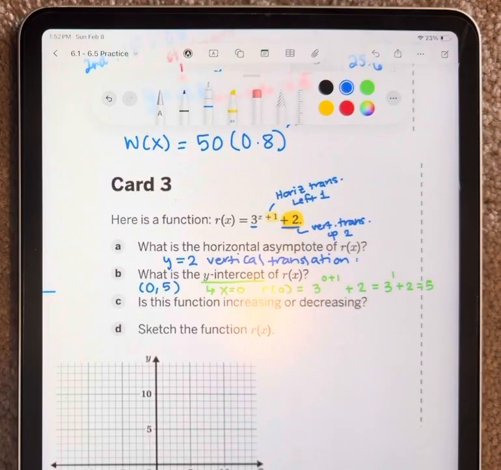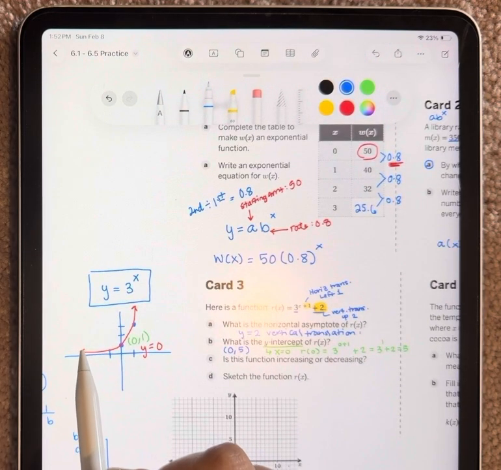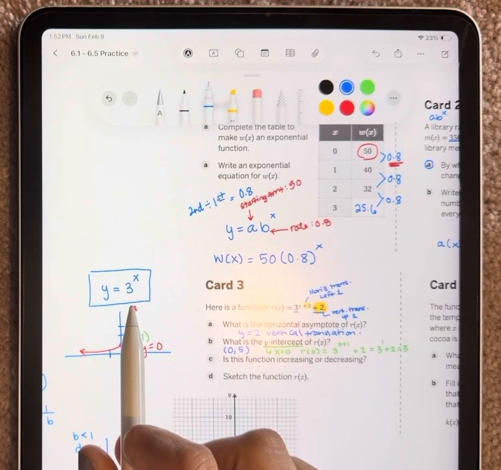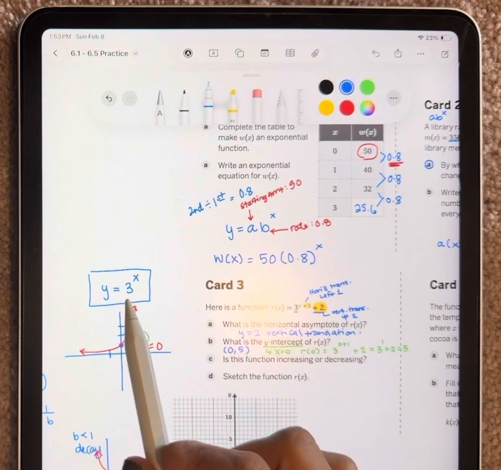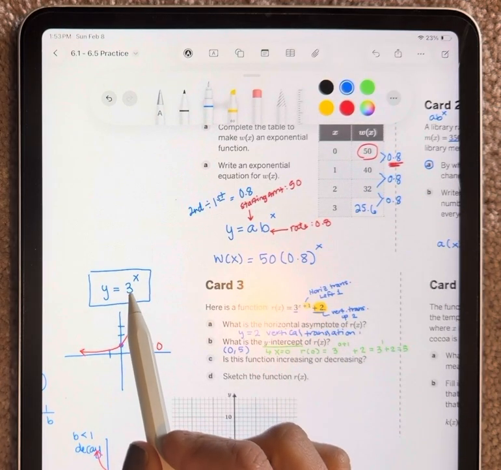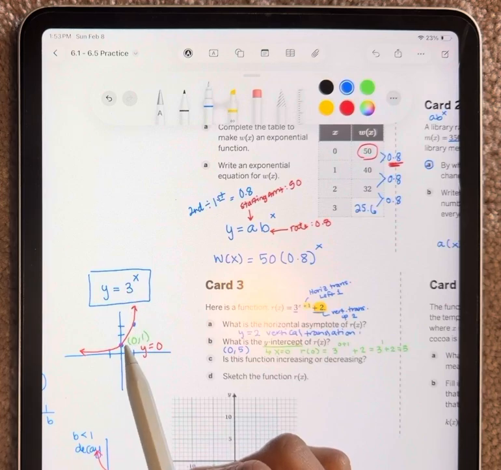Okay, the x value is 0, the y value we found is 5. Is it increasing or decreasing? Well, I know that the parent function is increasing because it's growth. Now, if it flips anywhere, that might change. However, I had no flips, okay? So a base that's bigger than 1 is growth.